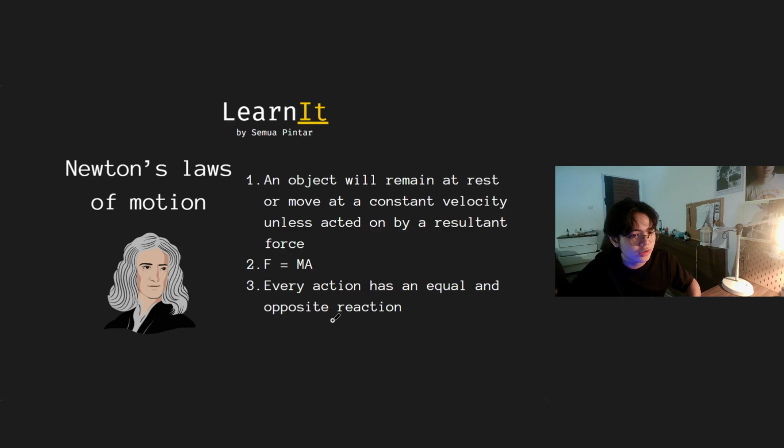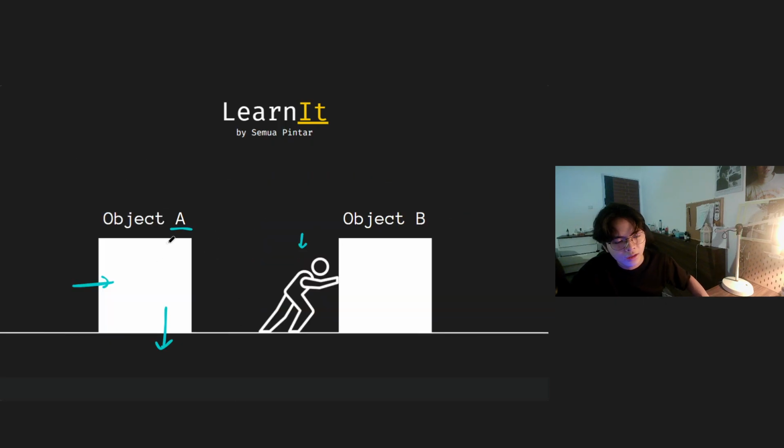Next, Newton's laws of motion. Newton again. There are three things that we generally need to memorize from Newton's laws of motion. It's pretty simple. I'll start with the first one: an object will remain at rest or move at a constant velocity unless acted on by a resultant force. What this basically means is that any object, let's say object A, since it's not acted on by a resultant force, any force, it's not going to move, or it's not going to change its speed. And currently the speed is 0, so it's not going to move.